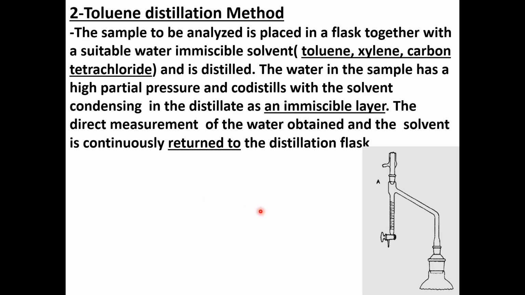There are designs of this apparatus. This one was, for example, for using the toluene, which is lighter than water. Toluene will be returned to the flask, while the water, being heavier than toluene, will be collected in this graduated tube and can be measured.